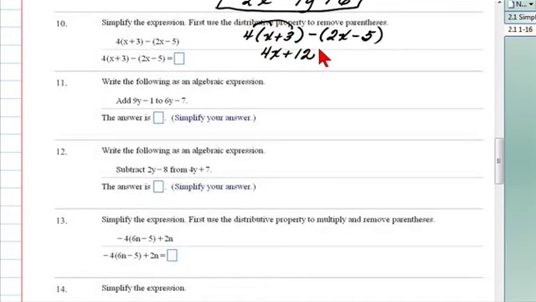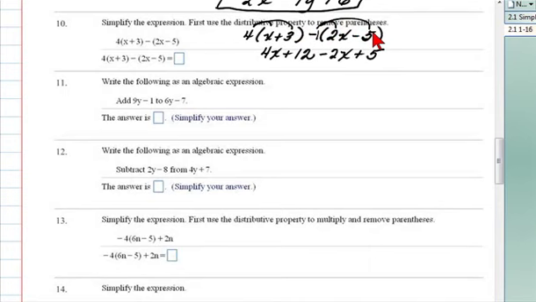What am I going to distribute in the second group? A negative 1. We know there's a 1 there. Negative 1 times 2x is negative 2x. And negative 1 times negative 5 is positive 5. That little spot right there is the most common source for a mistake in this lesson, if you forget to distribute the negative to all terms of the second group.